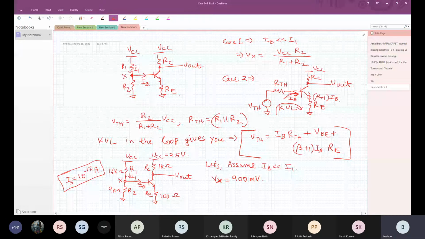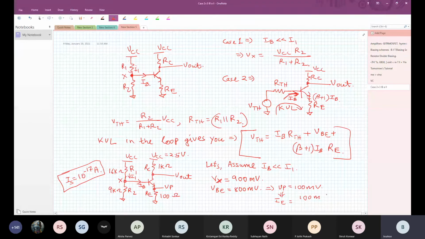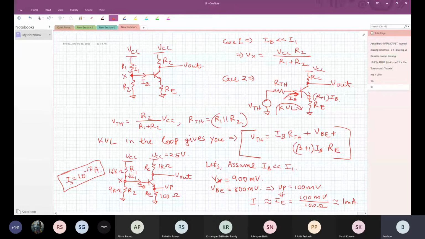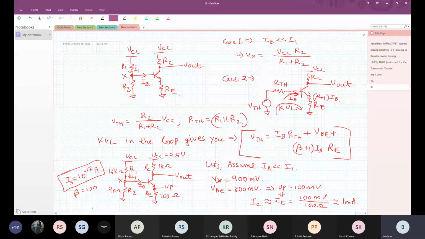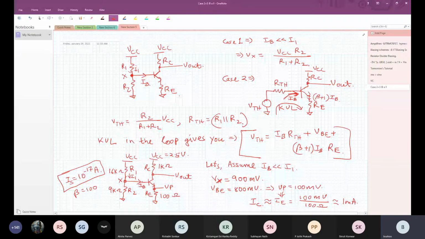Assuming VBE equal to 800 millivolts, you get this voltage Vp, implying Vp equal to 100 millivolts, and therefore IE equal to 100 millivolts divided by 100 ohms, which is roughly equal to 1 milliamp, right? And IE will be roughly equal to IC. We are keeping the same beta that Subhayan started with, and thereby we can obtain IB, and you can verify that IB will turn out to be small. So we can find out that IB is this thing.